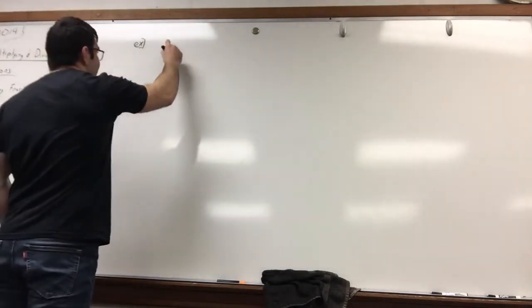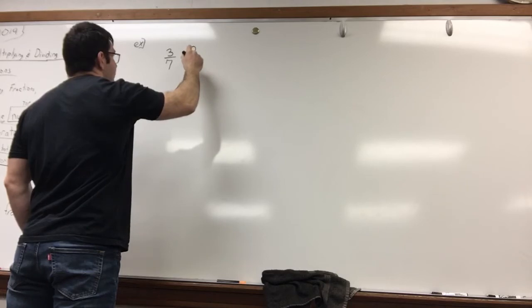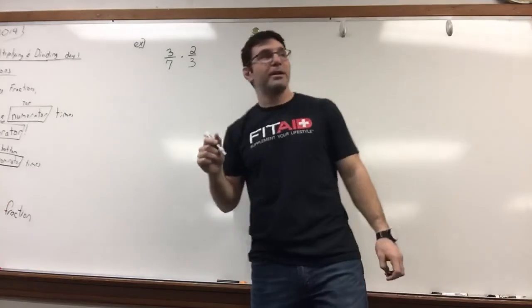So, we've got a fraction of 3/7. We've got a fraction of 2/3. Wait a minute. We have a problem. Our denominators aren't the same. What do we have to do? Make them the same. Nope. Oh, and read the directions. Multiply. So what are we going to do? Multiply. Folks, in multiplication and division, does it matter if our denominators are the same? Absolutely not. Multiplying and dividing fractions are so much easier than adding and subtracting because it doesn't matter if our denominators are the same.